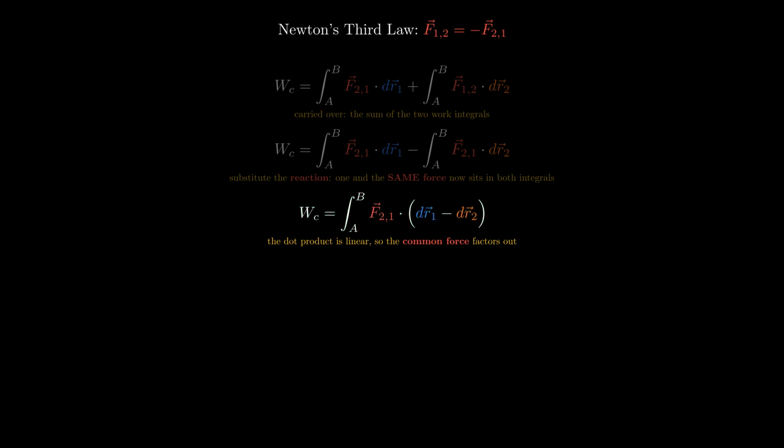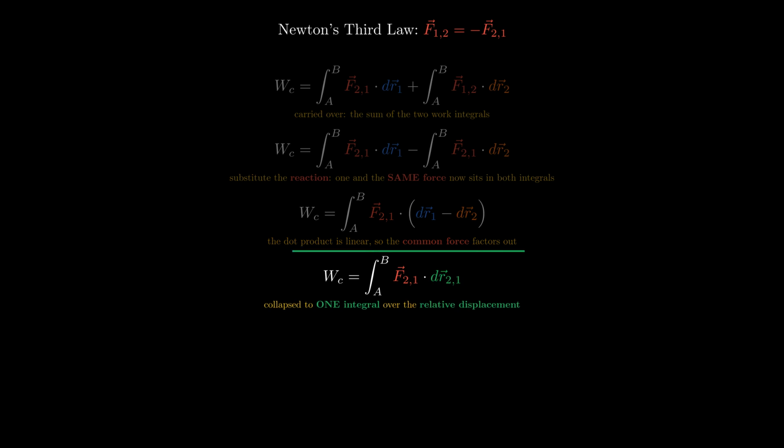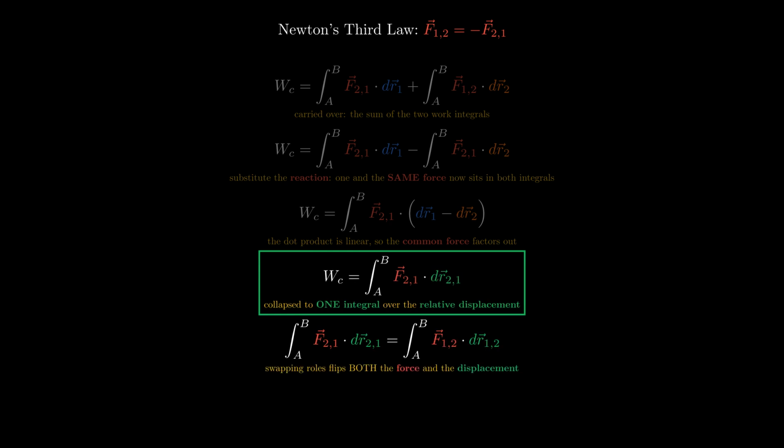And that difference is exactly the relative displacement. The two-body work has collapsed to a single integral. W sub c equals the integral from A to B of F21 dotted with dr21. Swapping the two objects' roles flips both the force and the displacement, so the two minus signs cancel, and the integral written with F12 and dr12 gives the same value. The work depends only on how the separation changes.